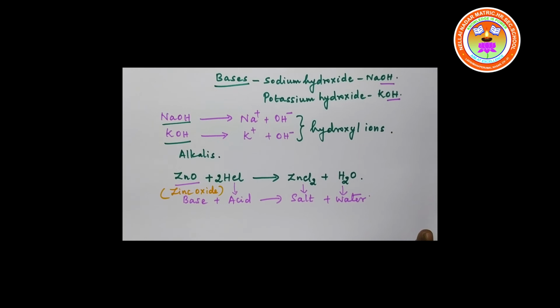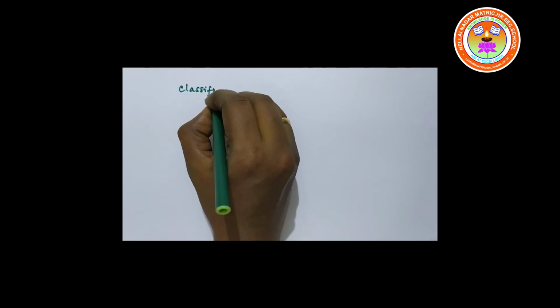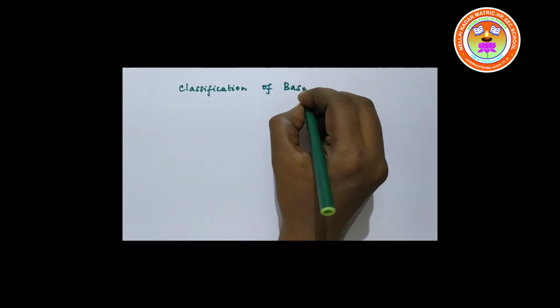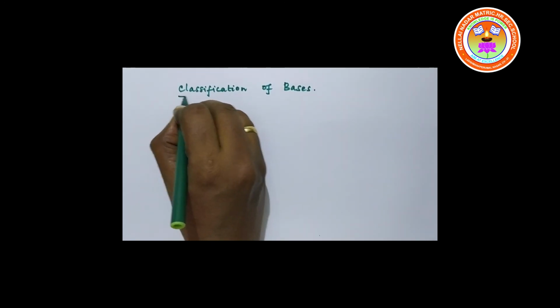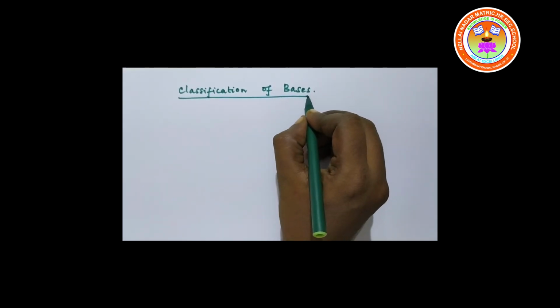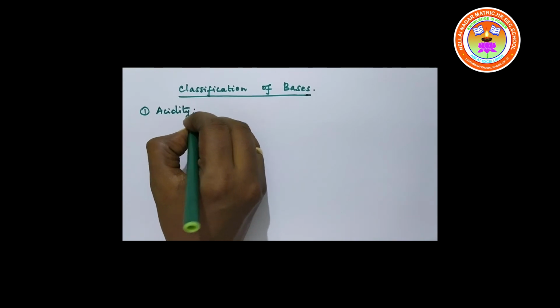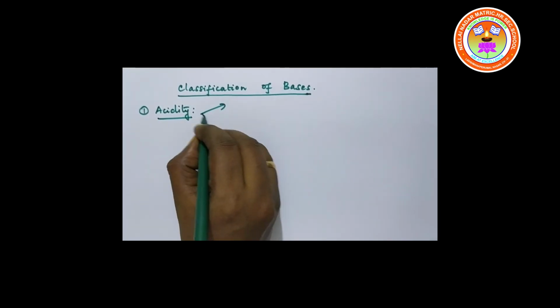So this is an introduction to bases. Now we are going to learn the classification of bases. Similar to the classification of acids, we have the classification of bases, children. Bases are classified as monoacidic, diacidic and triacidic bases on the basis of their acidity.